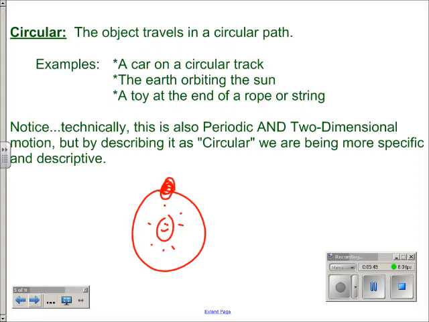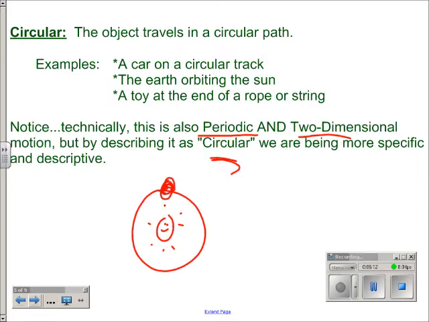All right. Notice anything that's circular motion is also periodic and two-dimensional, but again, by describing it as circular, we're being more specific. Okay, so there you go. There are your 4 types of motion. I always think it's weird that they didn't include 3-dimensional motion, but whatever. That's cool.